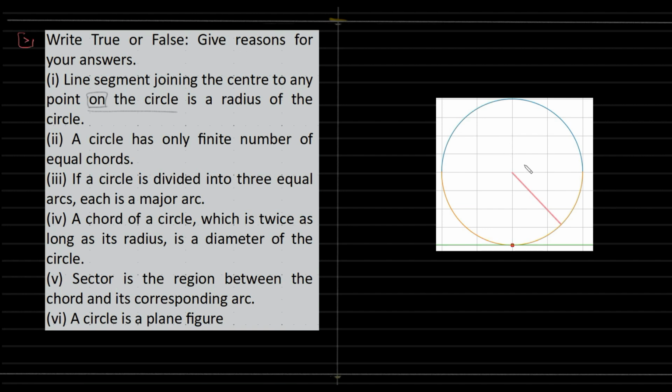And so they're asking, well, I have a line joining the center to a point on the circumference of the circle. Is it a radius? Yes, this is a radius. So the first answer is true.